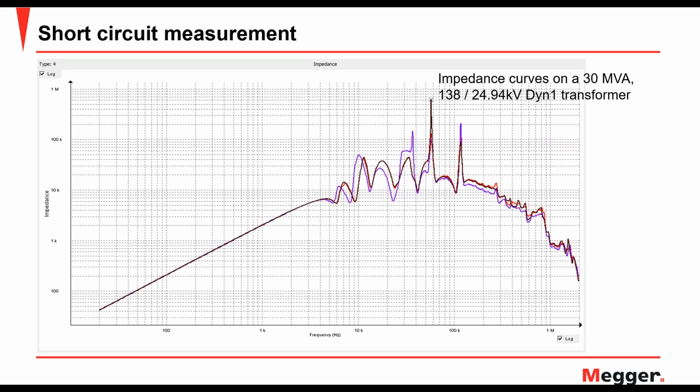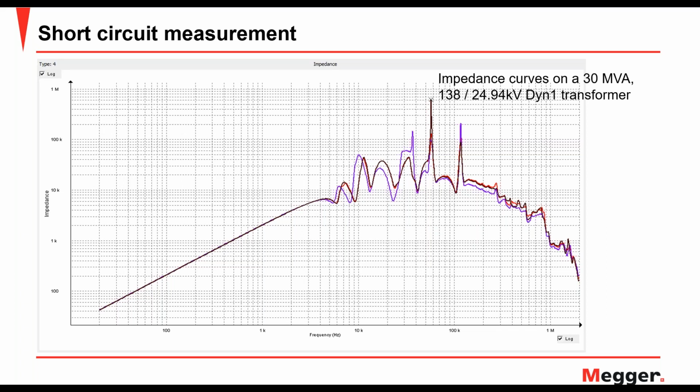You can see that those three curves line up perfectly up to a certain frequency, which here in this case is 4 kilohertz. And that's what's typically the case. In higher frequencies, you see some differences between the three phases. So here we are looking at the impedance values, and this test was done on a 30 MVA, 138 by 25 kV DY-N1 transformer. So the high voltage winding is a delta connected winding.